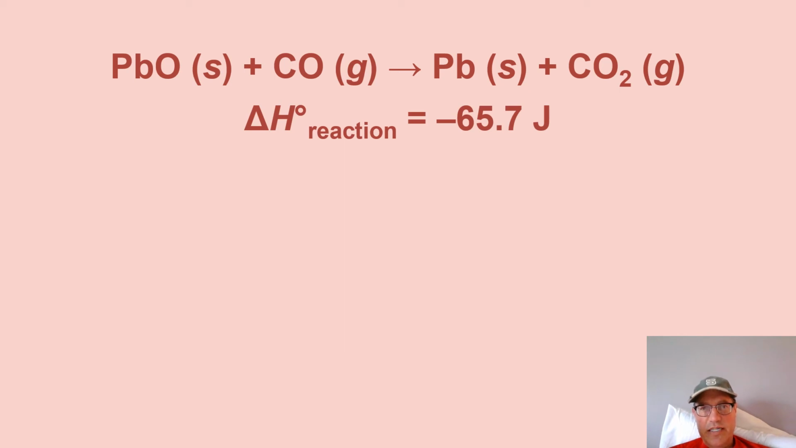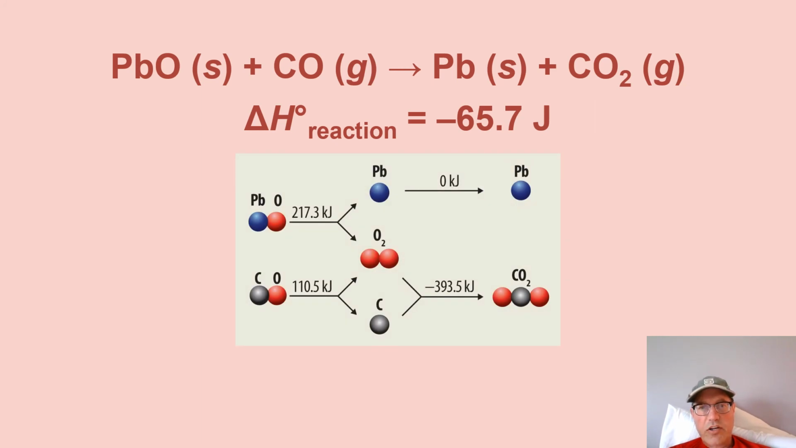So we have our delta H of reaction is a negative 65.7 joules. So we know that the energy is being given off in this chemical equation. Let's take a look at the molecular level, what's actually going on here. You've got your PbO, which is the solid there, coming into contact with our carbon monoxide, which is the gas there. You can see that 217.3 kilojoules is required to separate the two.